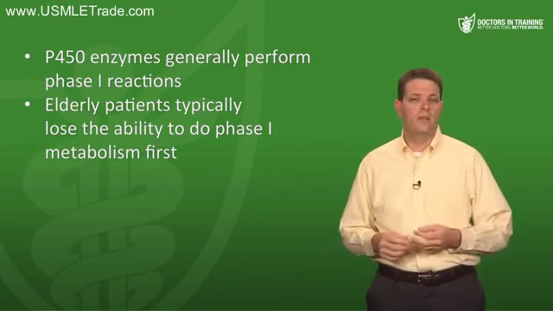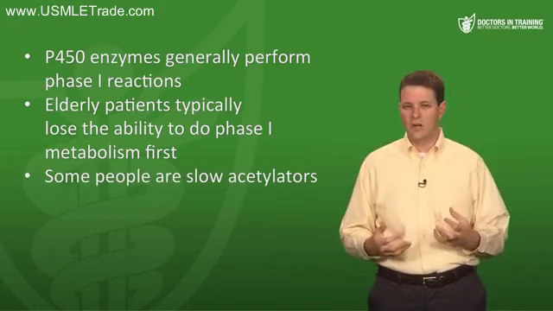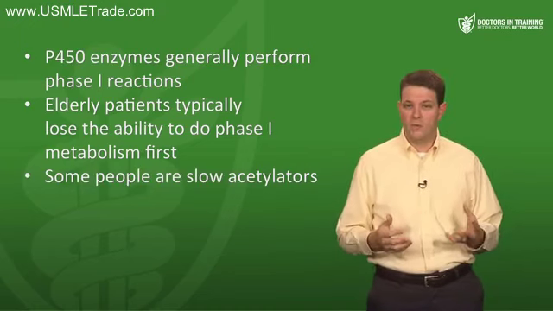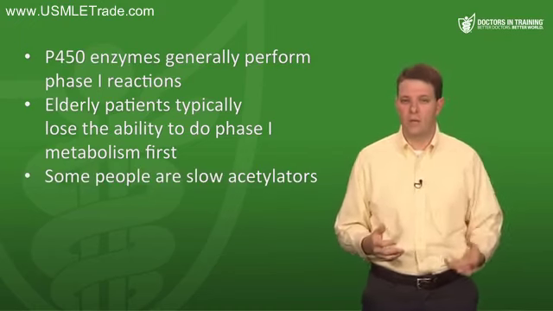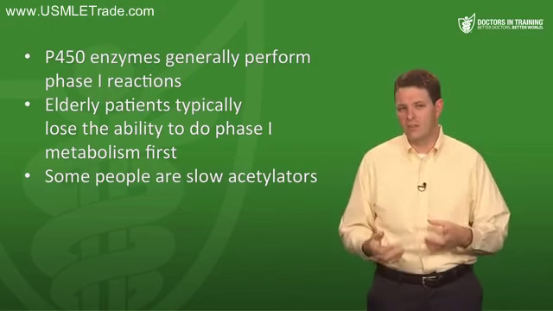And then the third bullet point is that some people are what we call slow acetylators. They just don't acetylate drugs very readily. Now, what kind of reaction was acetylation? That's a conjugation reaction, a phase 2 reaction. That means that these people are going to be slow to inactivate certain drugs.